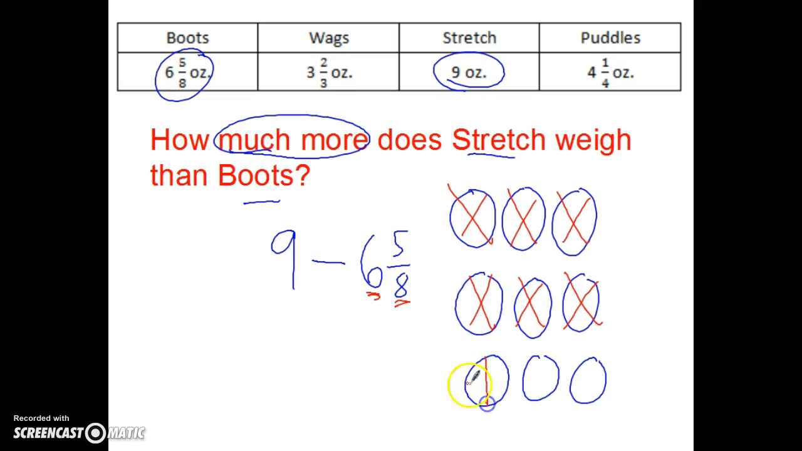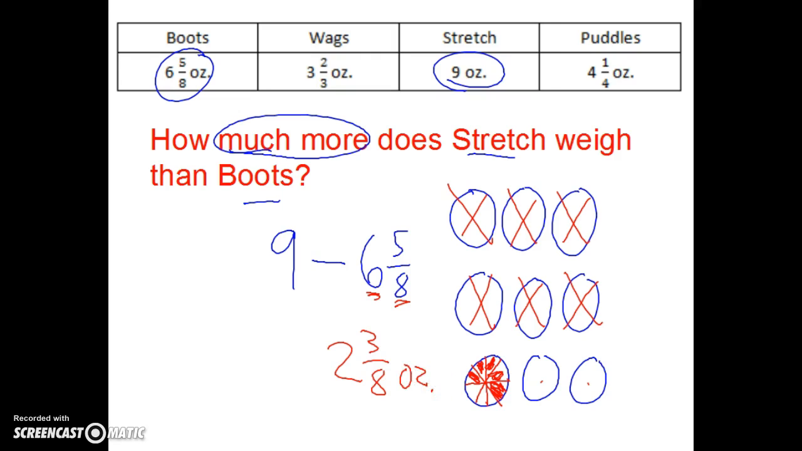So I am going to take one of the pies and cut it into eighths. And then I'm going to use the red for what I do not want. So there's 1, 2, 3, 4, 5/8. And then all I need to do is count what's left. So I have 1, 2 whole pies left. And this one has 1, 2, 3 out of 8. So my answer would be 2 3/8 ounces.